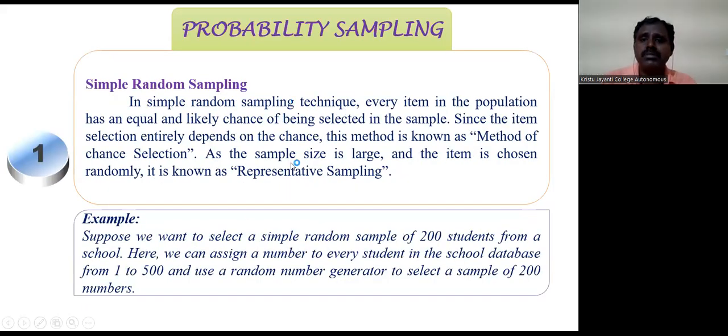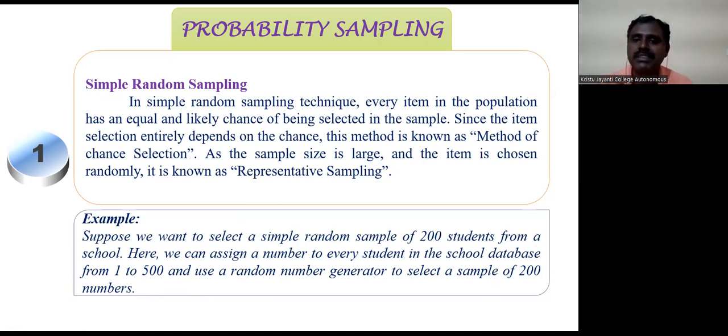Simple random sampling. What do you mean by simple random sampling? Every item in the population has an equal and likely chance of being selected in the sample. Since the selection of items depends entirely on chance, this method is known as the method of chance selection, or representative sampling. For example, suppose we want to select a simple random sample of 200 students from a school. Here we can assign a number to every student in the school database from 1 to 500 and use a random number generator to select a sample of 200 numbers. This is called simple random sampling.